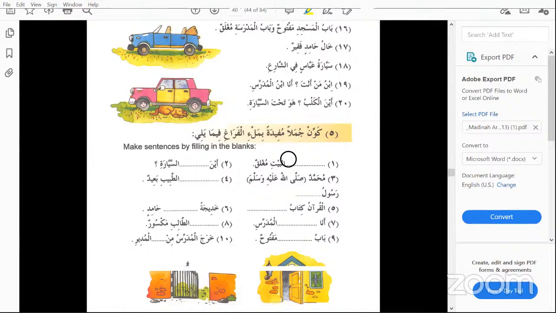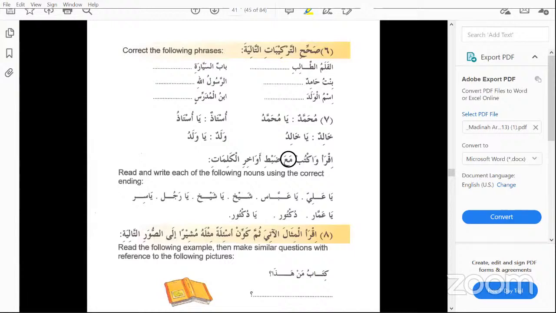Perfect. Let's move on. Next page. I want you to do this as well. This is a good exercise for you. What's happening is just correct the following phrases. They are meant to be mudaf and mudaf ilay, but at the moment they're incorrect. I want you to explain to me what is the mistake and what is the correction.